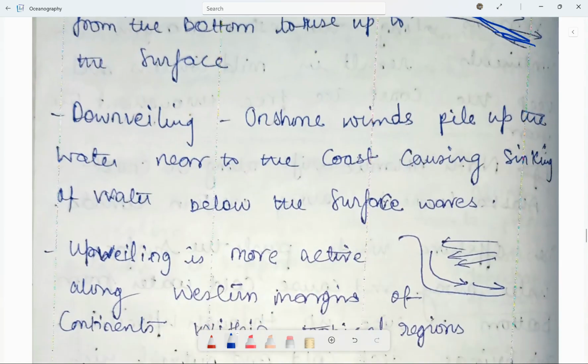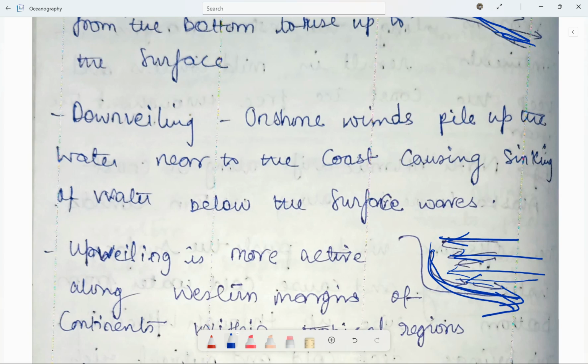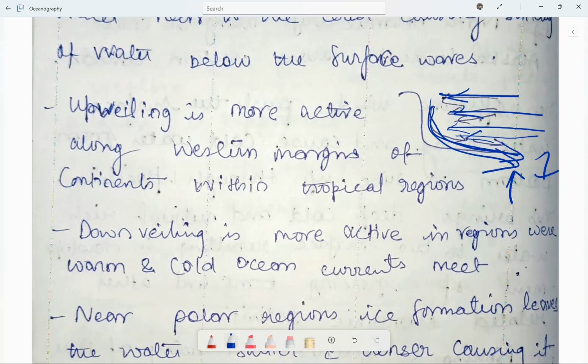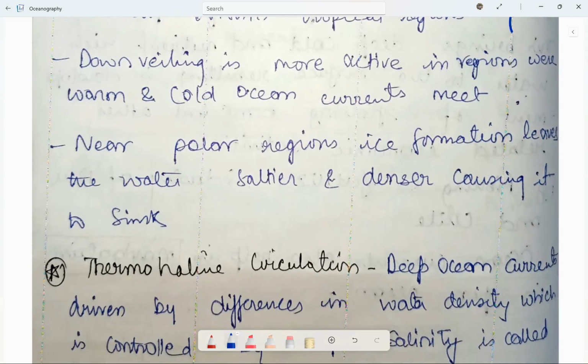And downwelling होता है जब onshore winds they pile up the water near the coast and cause the sinking of water below the surface. Why? Because of the salinity it has, density increases, so it will start to sink down. Upwelling बहुत active होता है western margins of the continents में with tropical regions, and downwelling active है in the regions जहाँ पे warm and cold ocean currents meet करते हैं. Polar regions में there is ice formation which leaves the water saltier and denser, causing it to sink.